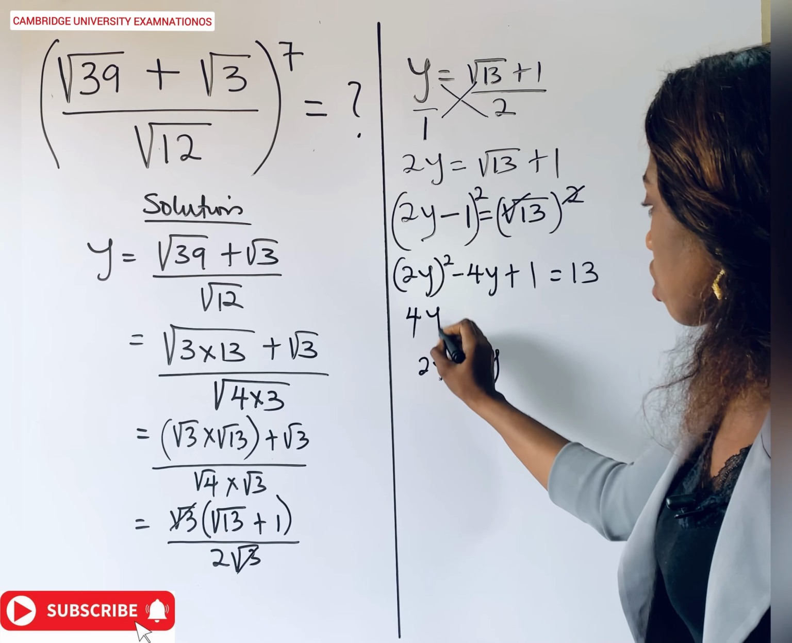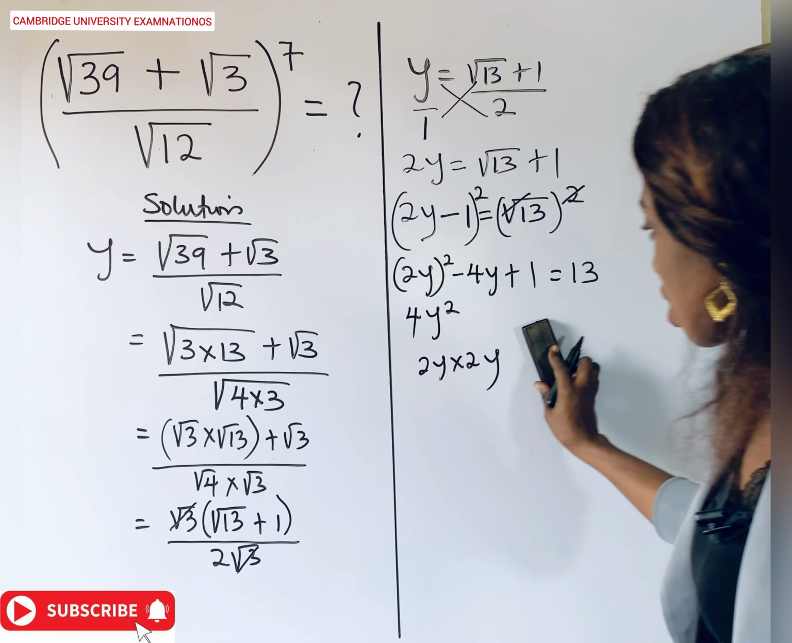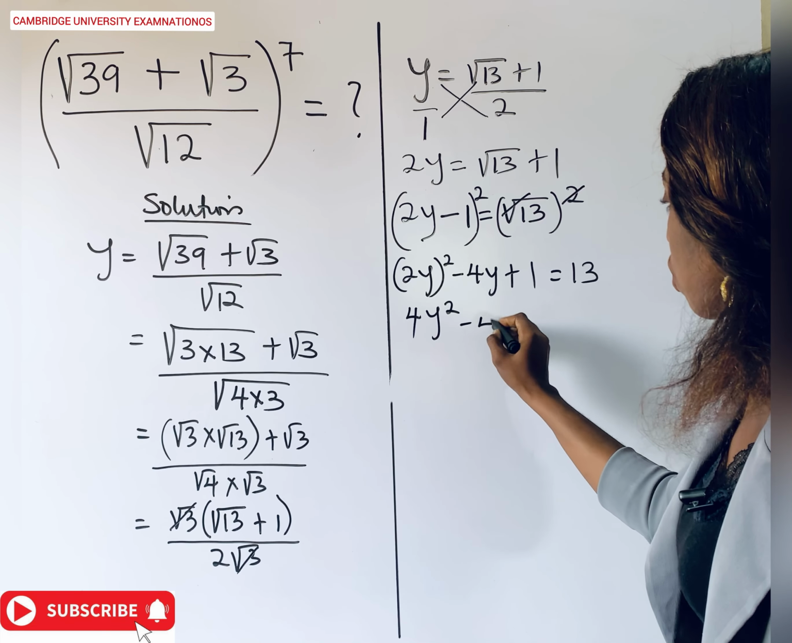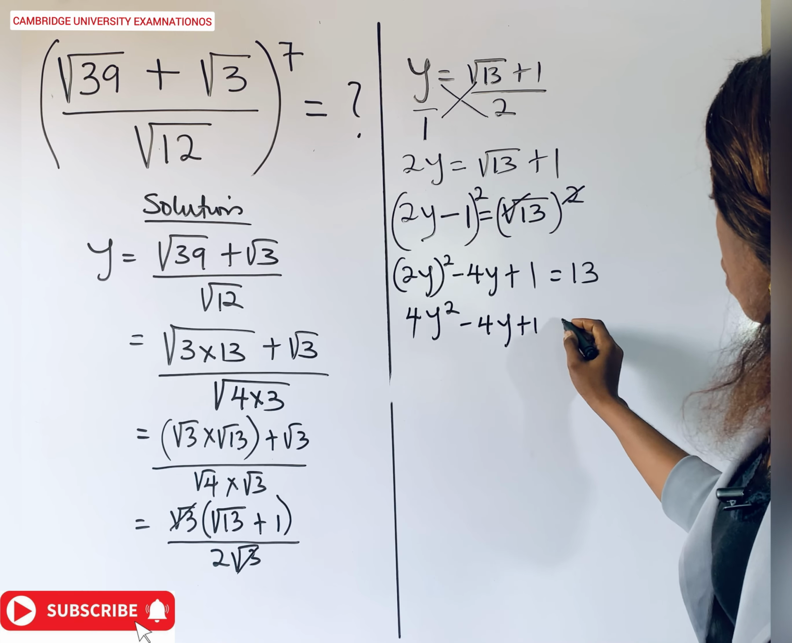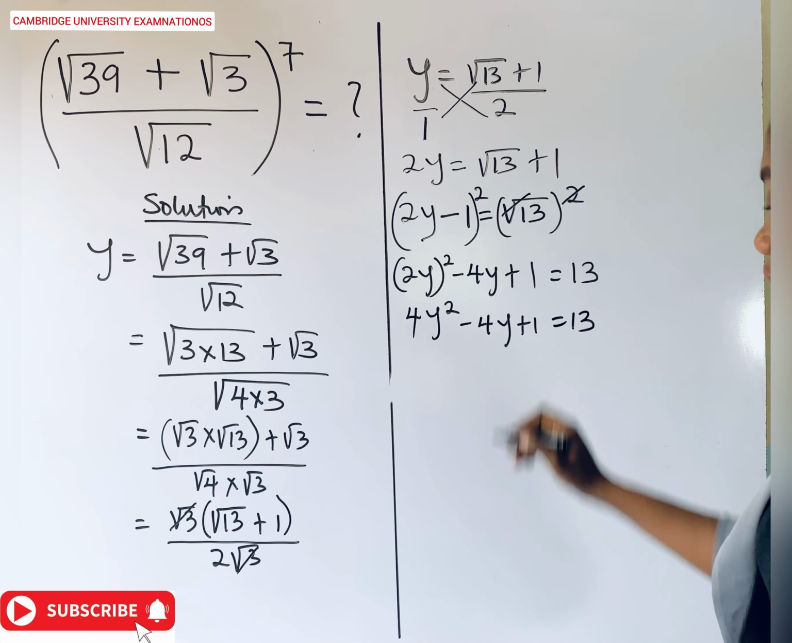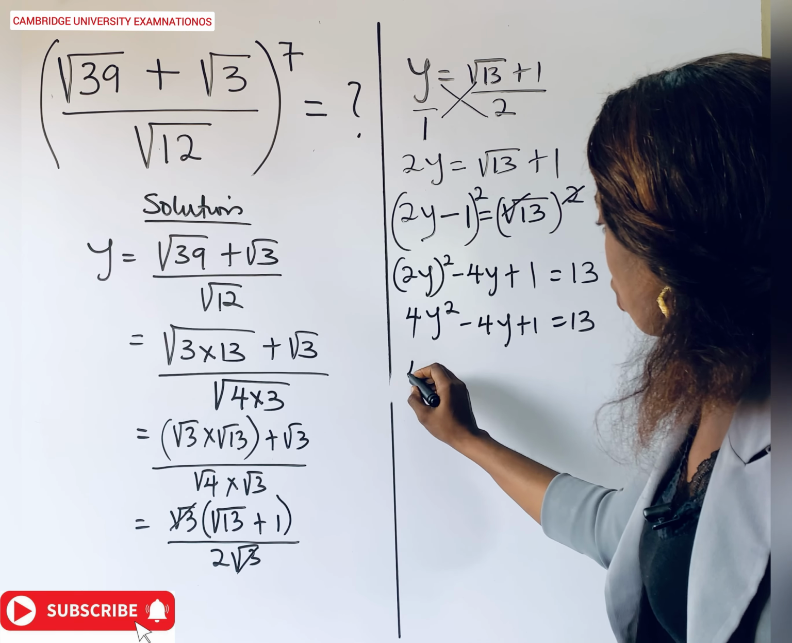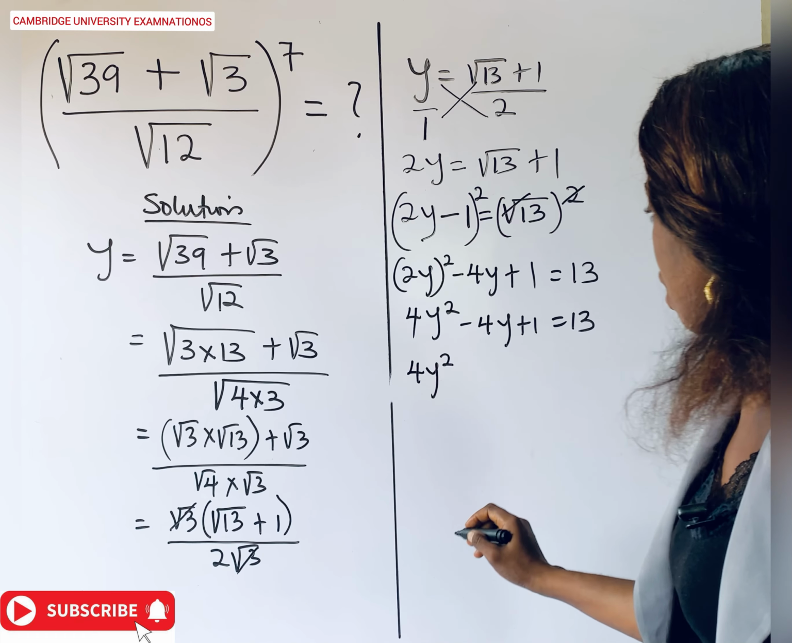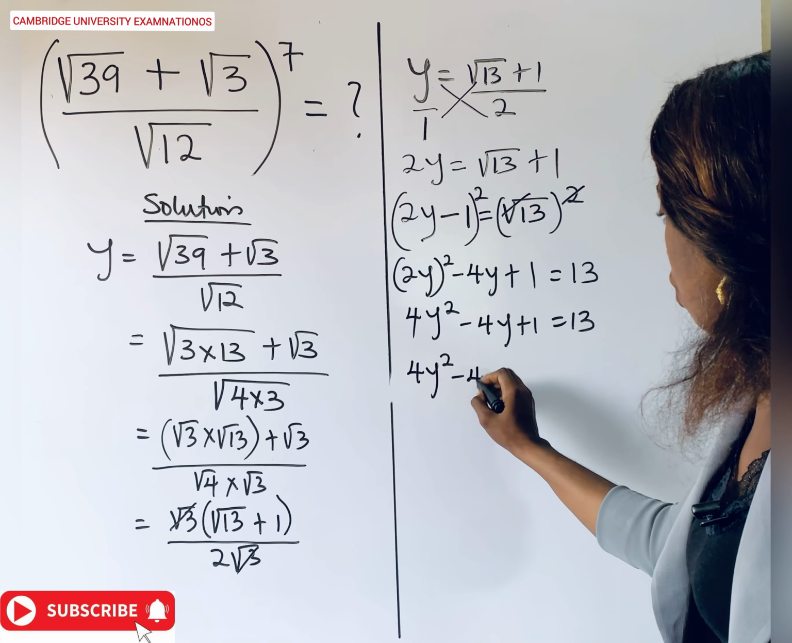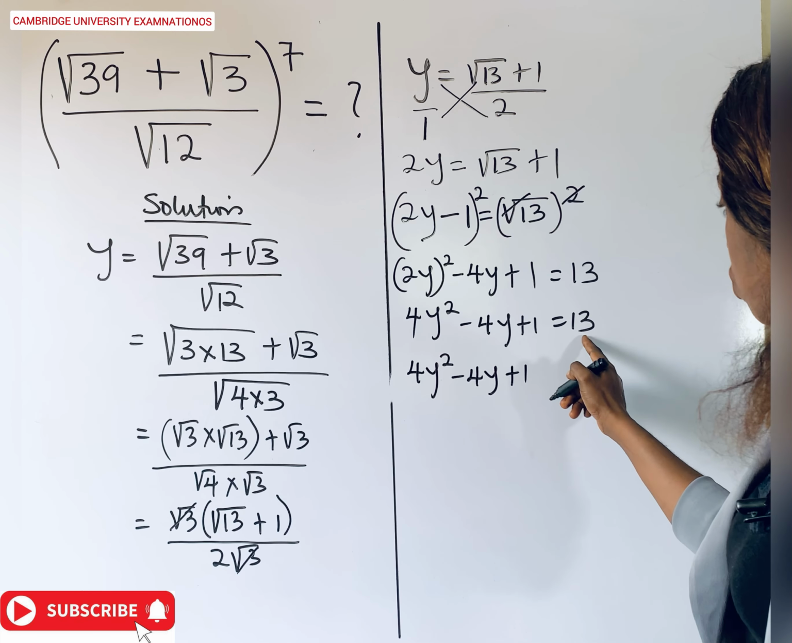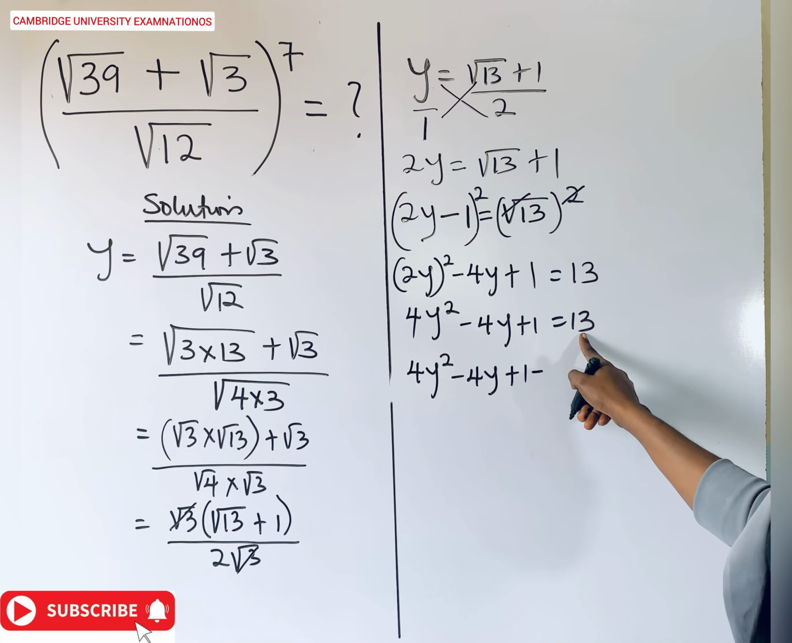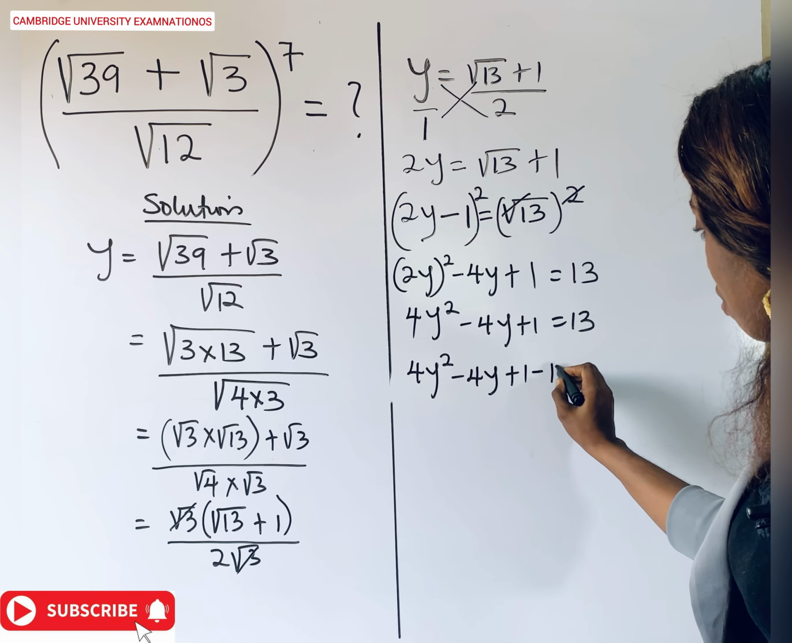Y times y is y squared. Did you see it? So we're going to have minus 4y plus 1, then is equal to 13. So this is going to give us 4y squared, okay? Then minus 4y plus 1. We have, this is positive, so we take it to the left, it will be negative 13.